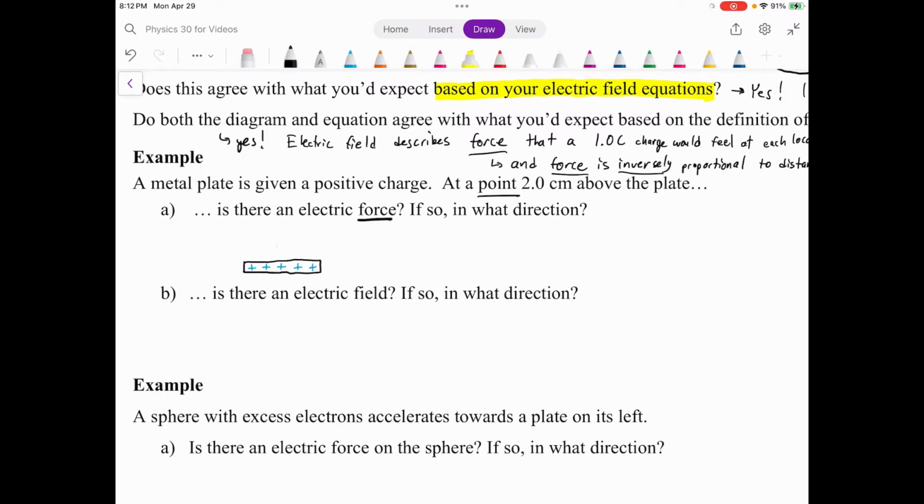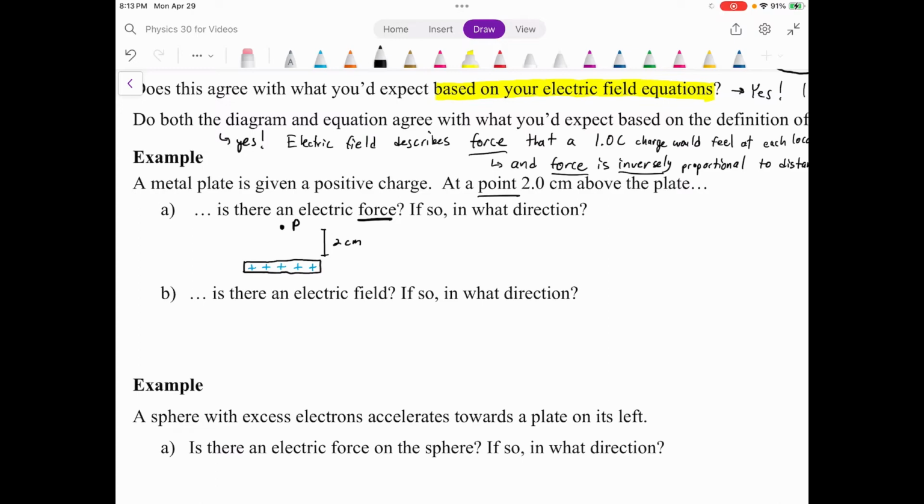There's not anything there, according to this question anyway, that we can work out. So at a point, often the label for a point, we just use the letter P, a point P, and that point is 2 centimeters above the plate. Is there an electric force? So is there something here that's actually feeling pushed or pulled because of this positive plate? Well, no, right? This is literally just a location. We know that the electric field can let us think about what force a charge would feel if placed there. But if there's no object there, there's nothing for a force to actually be acting on, right?